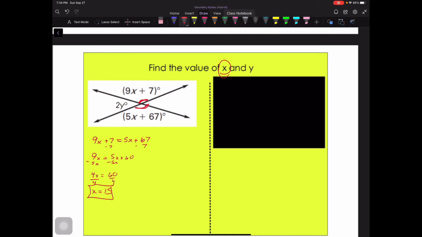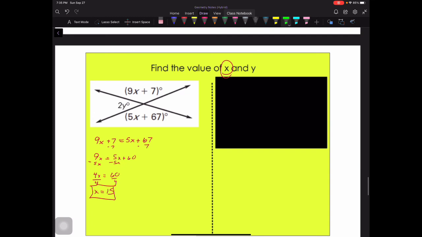So to help us find y, we need to look at a different angle relationship. So I'm just going to go ahead and highlight this. It doesn't matter which way you go. I'm just going to choose the smaller numbers. But right here we have a straight line. Here we have one angle. Here we have another angle. Together they form a straight line. They are a linear pair.